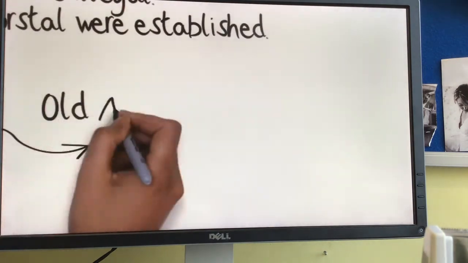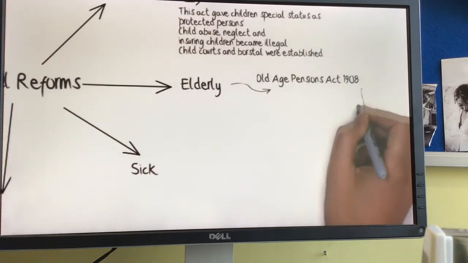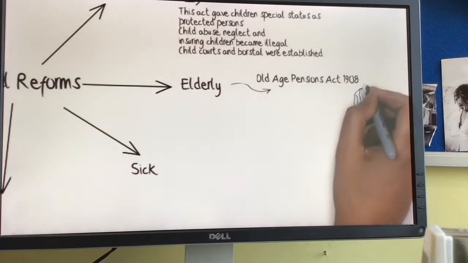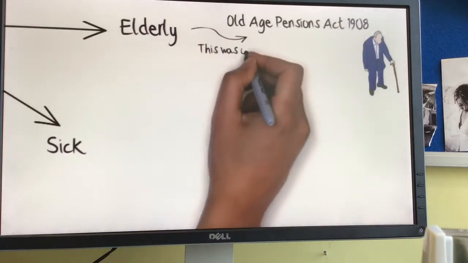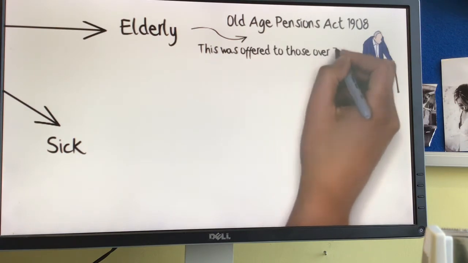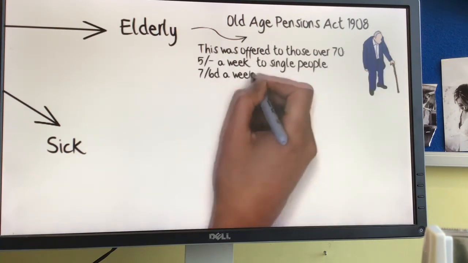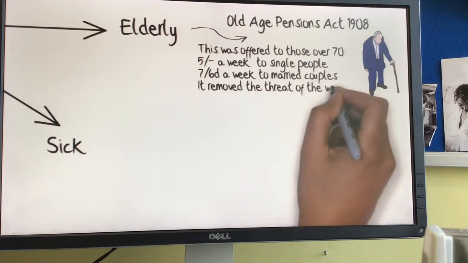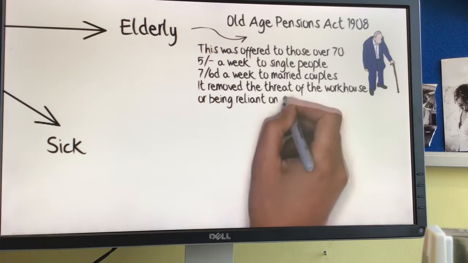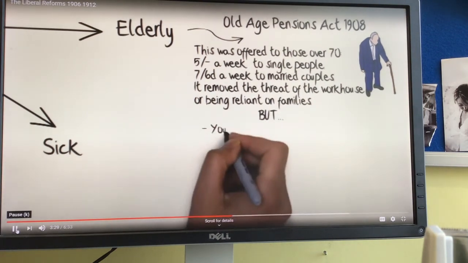For the elderly, 1908 saw the introduction of the Old Age Pensions Act. This was offered to those who were over 70 years of age at the rate of 5 shillings a week to single people and 7 shillings and sixpence a week to married couples. For many, it removed the threat of the workhouse and the fear of being reliant on their families.